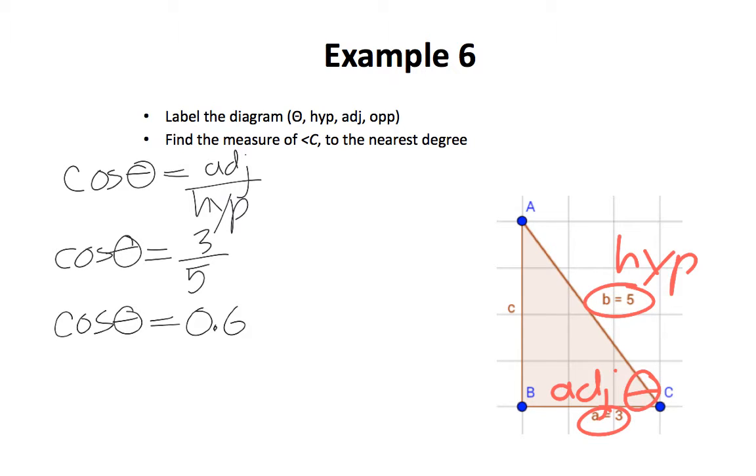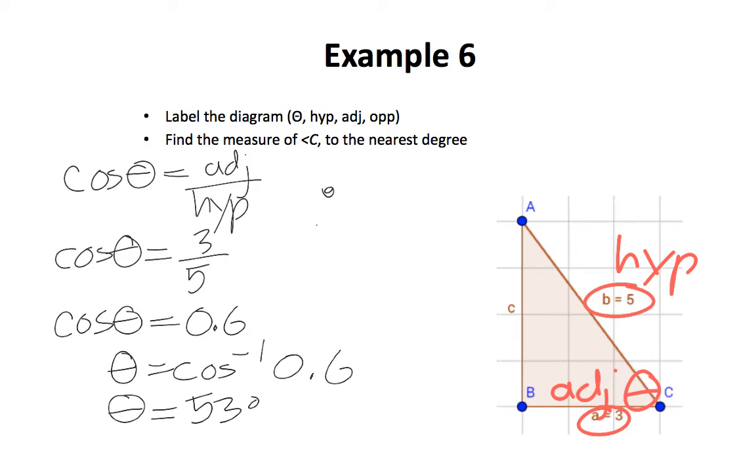I want to isolate theta, so I need to do the cos inverse of 0.6. And the cos inverse of 0.6 is approximately 53 degrees. Therefore, theta is 53 degrees.